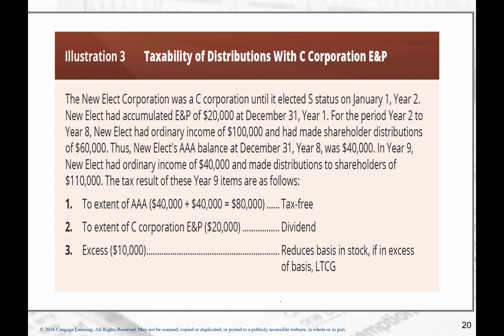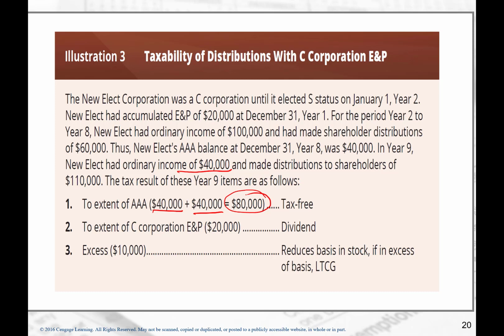In year 9, it had ordinary income of 40,000 and made distributions to shareholders of 110. So we started with what? We started with 40 at the start of year 9. We earned another 40 in year 9. So now the AAA is what? 80,000, and those amounts had already been distributed to the shareholders.